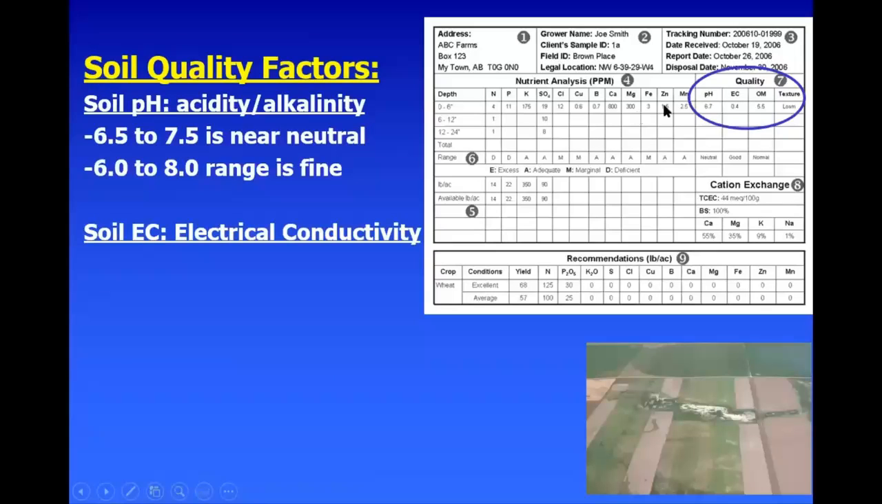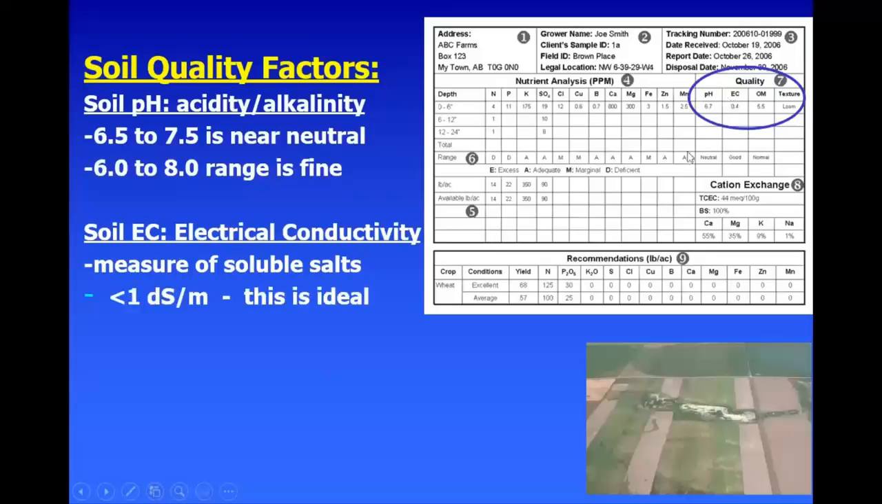Another thing we like to look at is EC. That really stands for electrical conductivity, which is a measure of soluble salts. And the more salts you have in the soil, the greater the concern. The more salts you have, the poorer the crops are going to perform. Now, as long as your soil test shows you're less than 1, the unit used here is dS/m, that stands for decisiemens per meter.